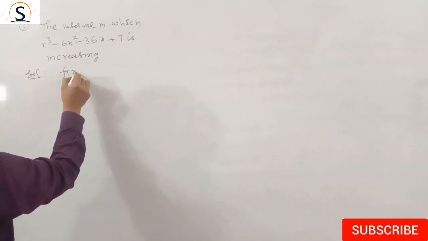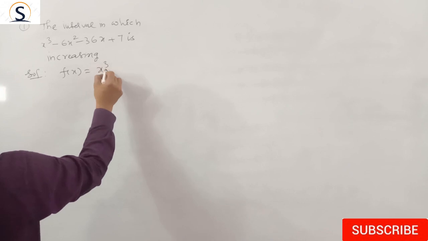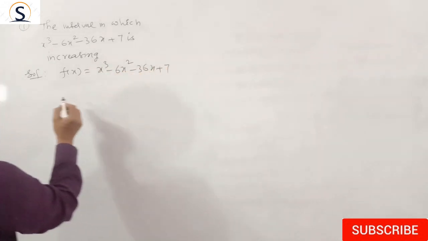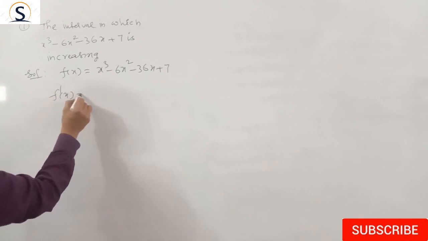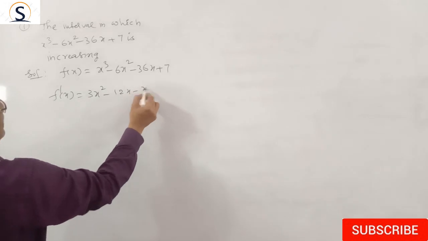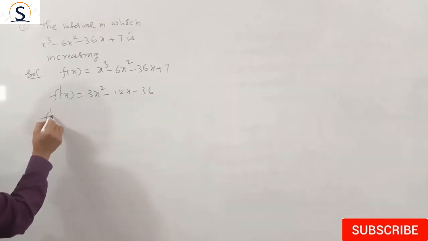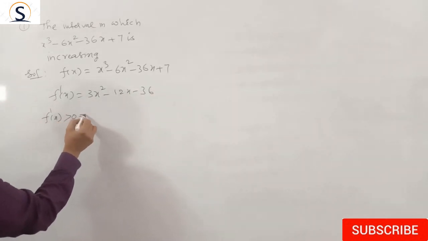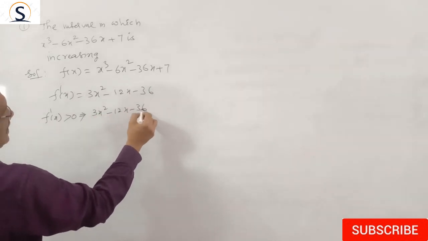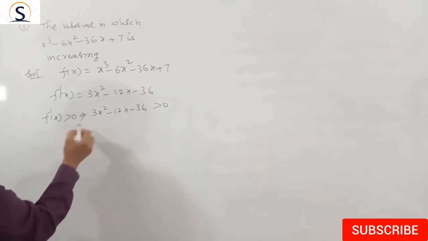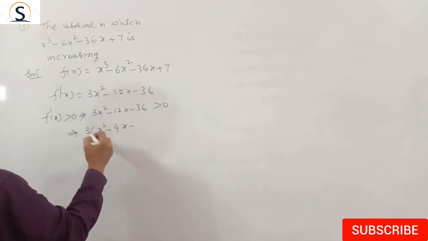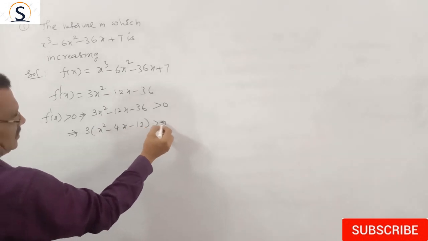Now, according to the procedure, call it f of x, x cube minus 6x square minus 36x plus 7. Find f dash of x. This is 3x square minus 12x minus 36. f dash x greater than 0 implies 3x square minus 12x minus 36 greater than 0. Now you can take 3 common, then x square minus 4x minus 12 greater than 0.